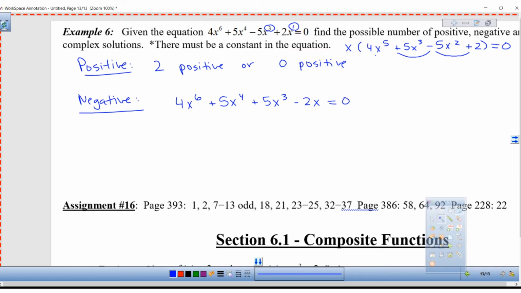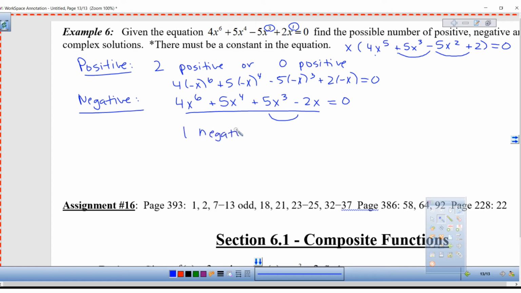That's the same thing as doing this: 4 times a negative x to the 6th plus 5 times a negative x to the 4th minus 5 times a negative x to the 3rd plus 2 times a negative x equals 0. That's what you're going to end up with. You should probably write both those lines, so we wouldn't want to have points taken off. Count the number of sign changes. I have 1. And so you're going to have 1 negative solution for sure. The next number would be -1, and there's no such thing as -1 solutions.